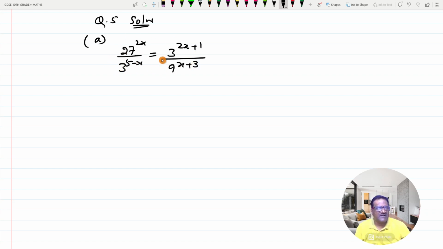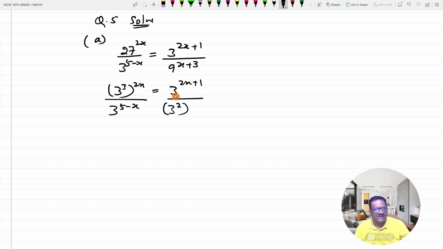Okay. Now what I'll do is first I'll try to make all the bases same. So this 27 can be written as 3 cube whole raised to 2x. This is already having the base as 3. So let me keep it as it is. 3 raised to 2x plus 1. Here also the base is already 3. So let me keep it that way only. Here this 9 I'm going to write as 3 square and then x plus 3. Okay. I hope you understood what I did here.